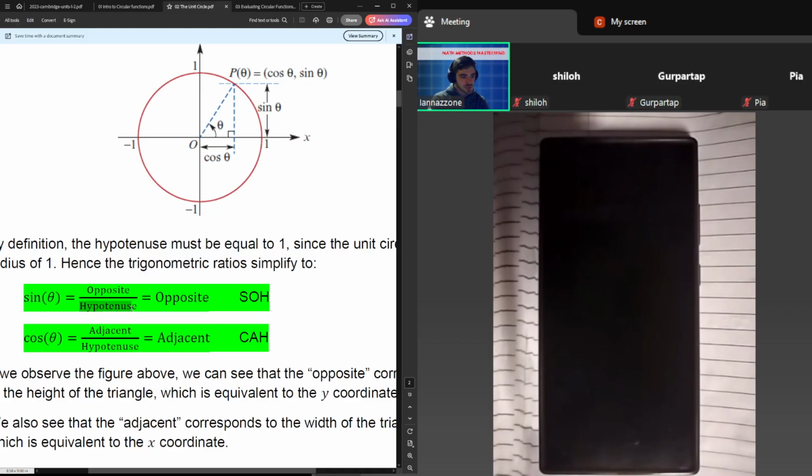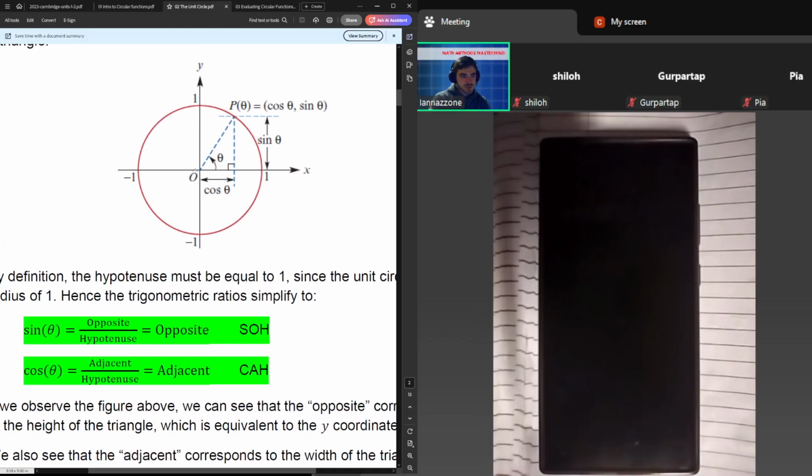The reason why is because in both of these cases, the hypotenuse is going to be 1 because the circle has a radius of 1. And so any line that you draw that connects the origin to the circumference has to, by definition, have a length of 1. So if 1 is your denominator, then you basically just simplify down to just opposite and adjacent.